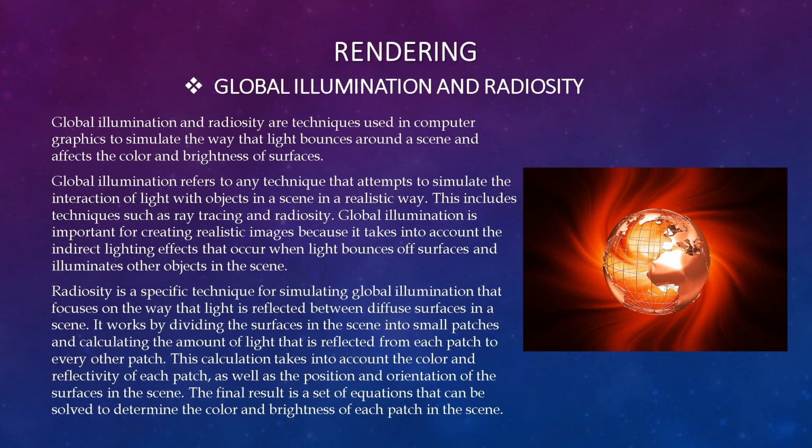Radiosity is a specific technique for simulating global illumination that focuses on the way that light is reflected between diffuse surfaces in a scene. It works by dividing the surfaces in the scene into small patches and calculating the amount of light that is reflected from each patch to every other patch.